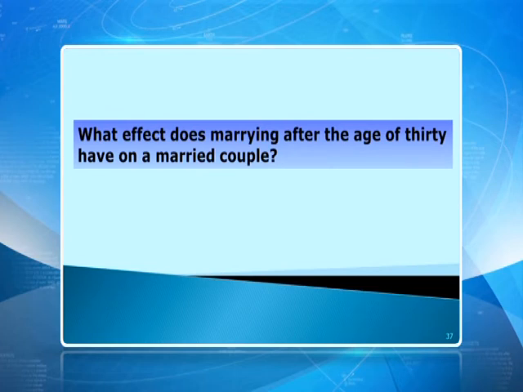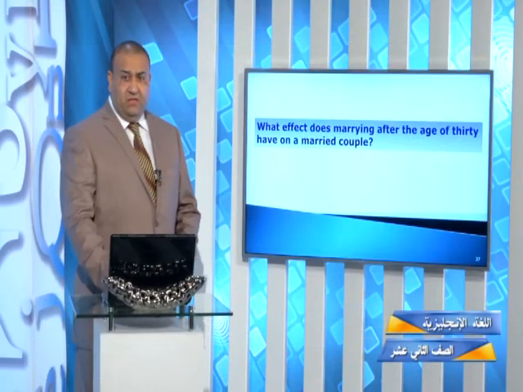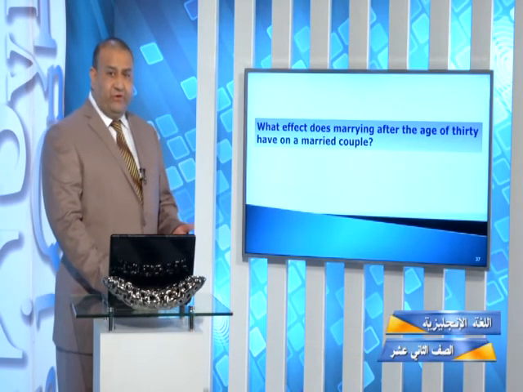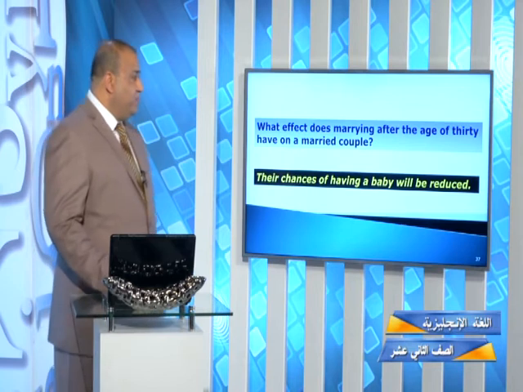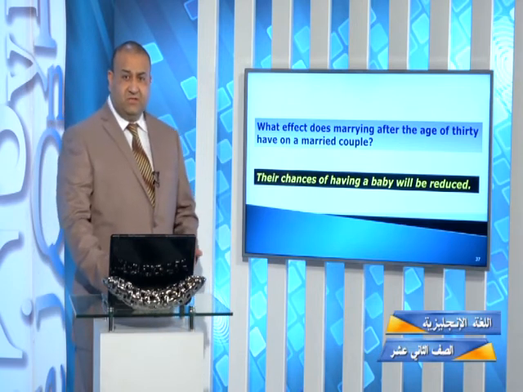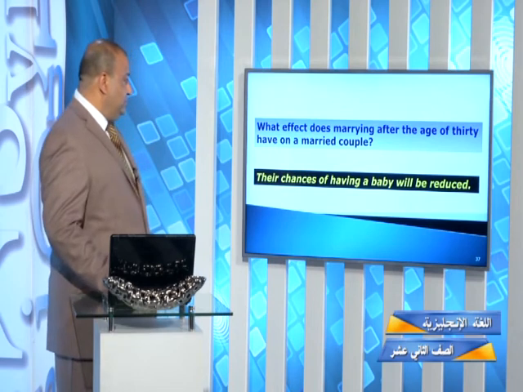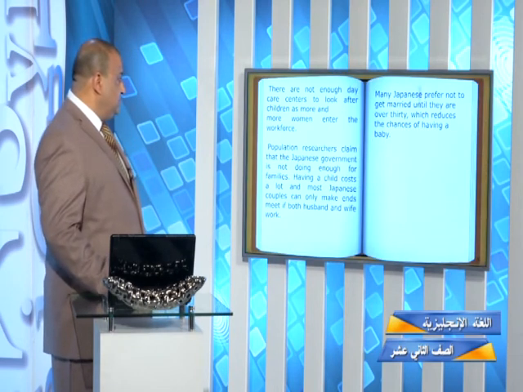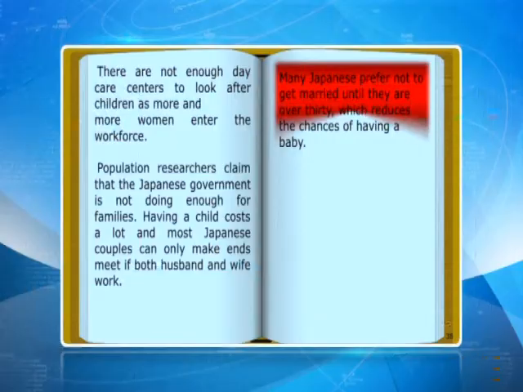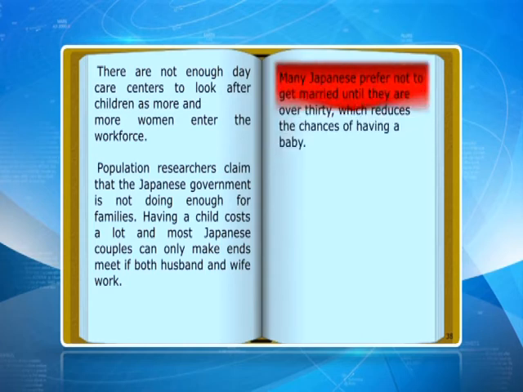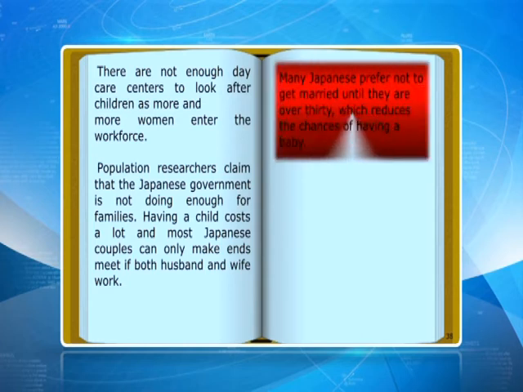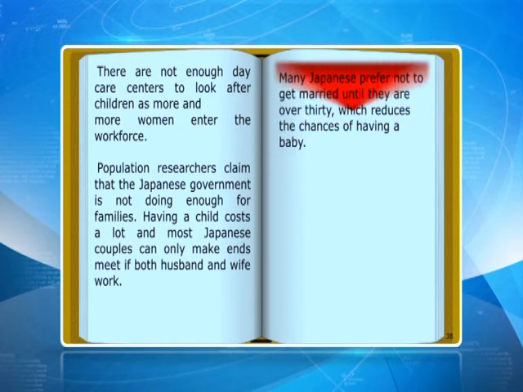What effect does marrying after the age of 30 have on a married couple? Which means in Japan, they willingly get married after the age of 30. Why? According to the text, because their chances of having a baby will be reduced. They are looking for ways to stop giving birth to babies. Let's go back to the text, and this is your proof. Many Japanese prefer not to get married until they are over 30, which reduces the chances of having a baby. Why? Because the cost is very high. They are unable to spend money on them.